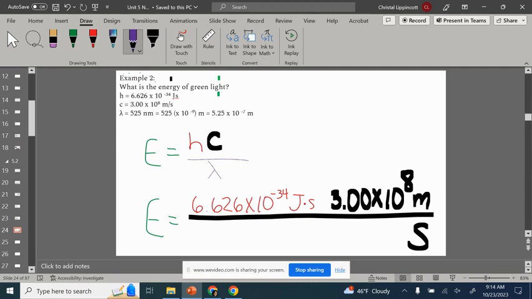And then I'm going to put in my wavelength. Now, they gave me several different things here. Which one do I want to use for my wavelength? There's a whole bunch going on there. Yep. Why is it meters per second for the speed of light? Speed of light is meters per second. Meters over seconds.